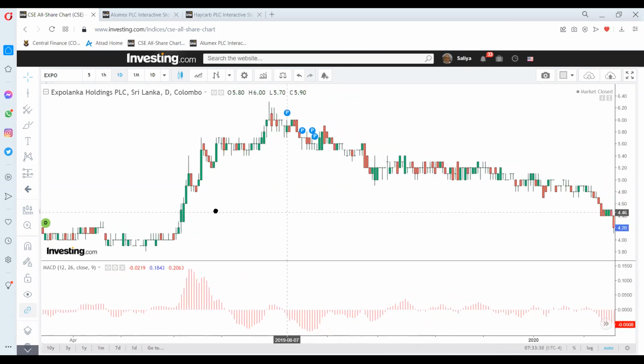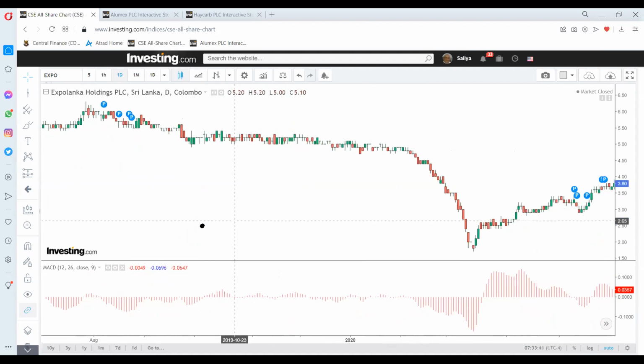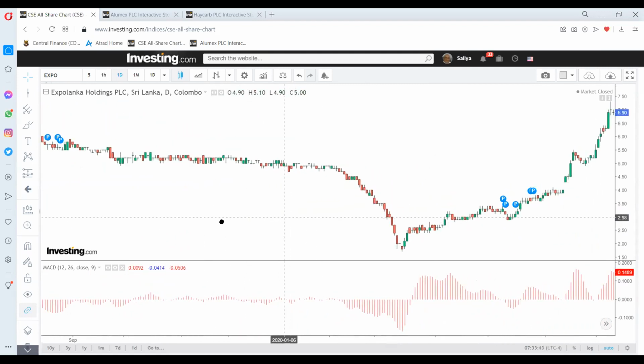We don't see in Expo Lanka a bullish divergence by using the MACD.